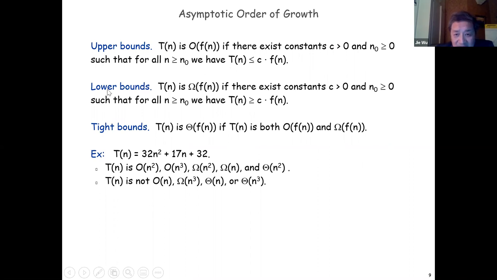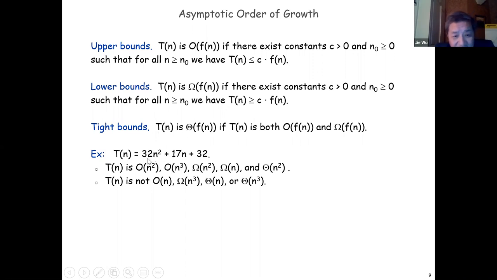Same thing for the lower bound. You can say at least, the other at most. The only difference is that this is less than or equal, this is greater than or equal. If a function is both upper bounded and lower bounded, then it's exact. This is theta, meaning exact.